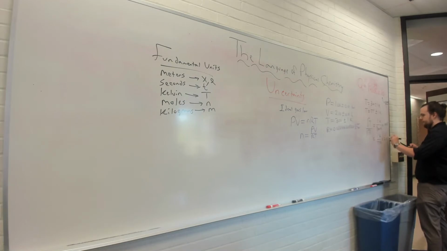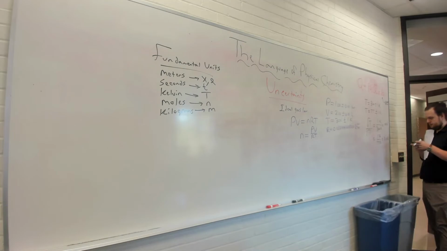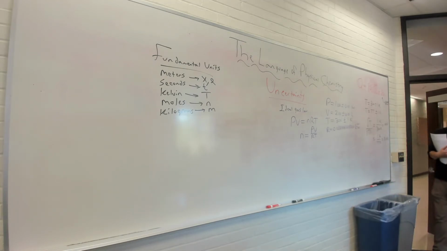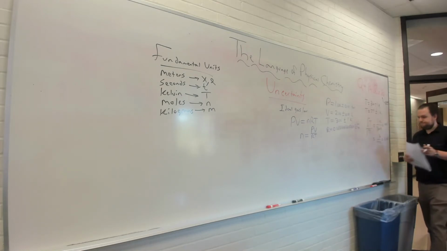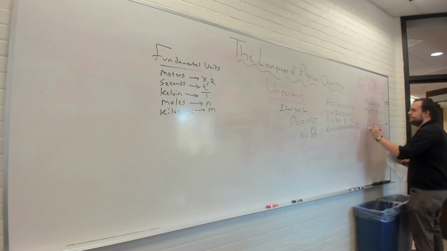0.013. Oh, I think I missed a zero on this one. 0.0033. Yeah, that's right. Sorry, that's right. So this quotient, where the error divided by the value, is what we call the fractional error.